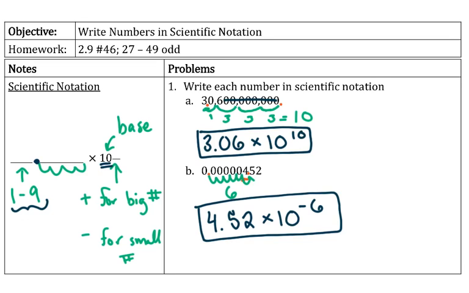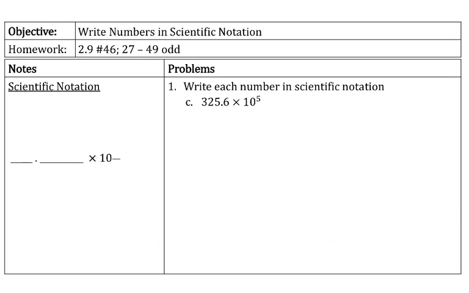So that's how you turn very large numbers and very small numbers into scientific notation. Sometimes you will have a number like this, which looks like it's in scientific notation, but it's not quite, and so we have to change it a little bit. If we look here, we notice that the decimal point is behind the 5, where we want it to be behind the 3. So we want to move it 2 spaces.